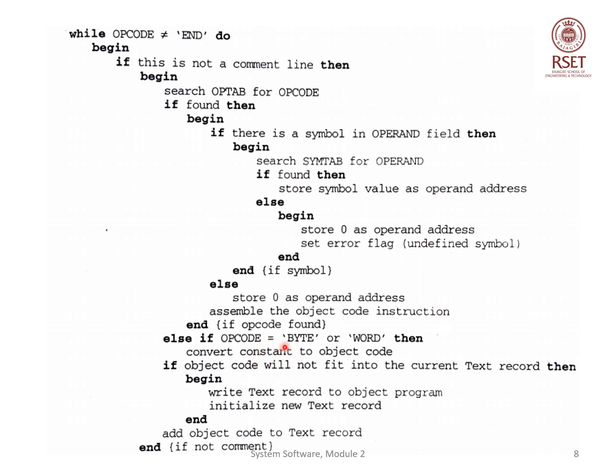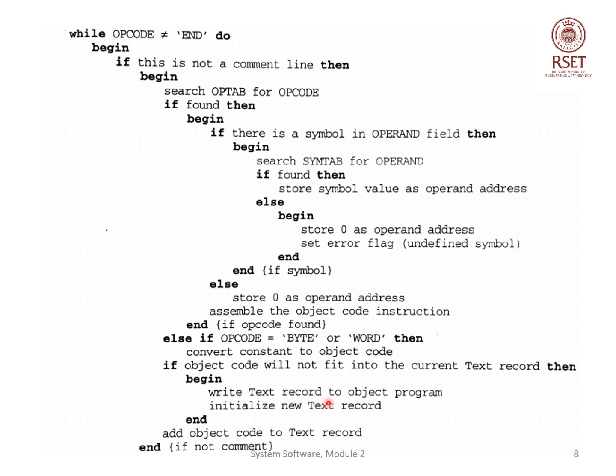Then if the opcode is BYTE or WORD, which means it is a constant, hexadecimal constant or a character constant, then convert the constant to object code. Now, if the object code does not fit into the current text record, a text record normally can contain 10 to 12 object codes, instruction codes. If a particular instruction code does not fit into one single text record, you cannot split it in half. Instead, you have to move the entire thing into a new text record.